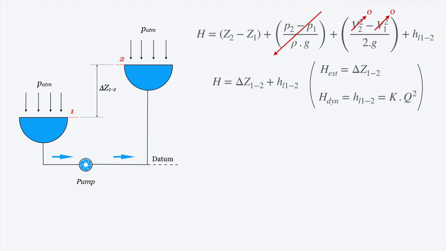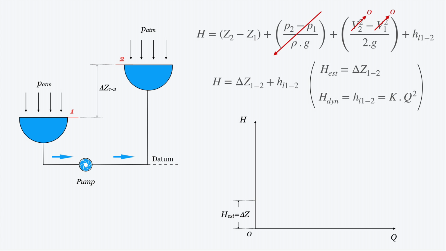I will remark again, the static part of the equation doesn't change with the flow rate or with velocity, and the dynamic part of the equation does change with velocity and with flow rate. Let's represent now this in a curve. Let's represent the curve of the system.